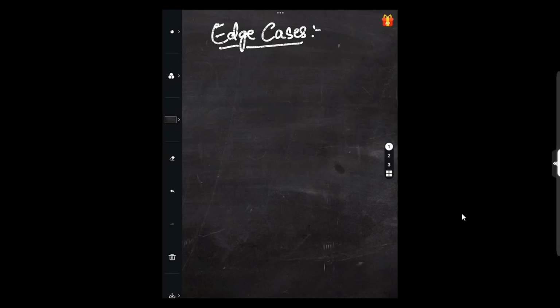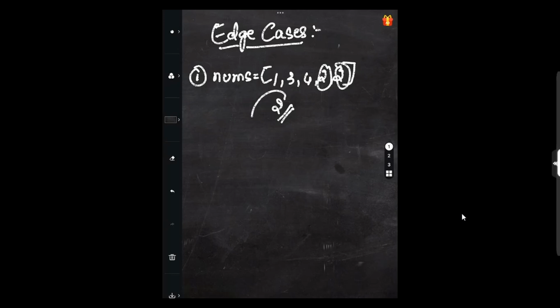So let's discuss the first edge case, duplicates at the end. Let me consider the input here, nums, let me give 1, 3, 4, 2, 2, duplicates at the end, right? The output will be 2 here. So we have the duplicate 2 here, right? You can clearly see. So the duplicate number is at the end of the array and the algorithm handles this properly. So the output will be 2. This is for the edge case, duplicate at the end.